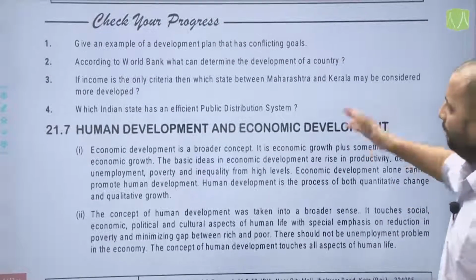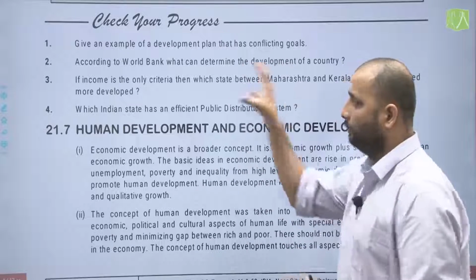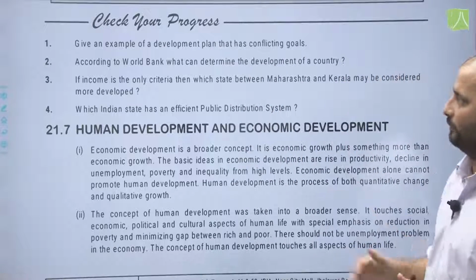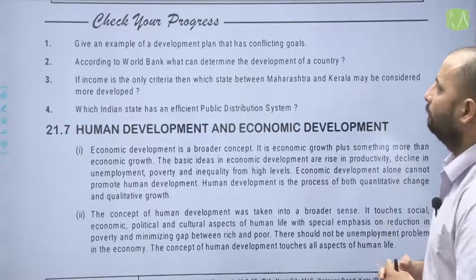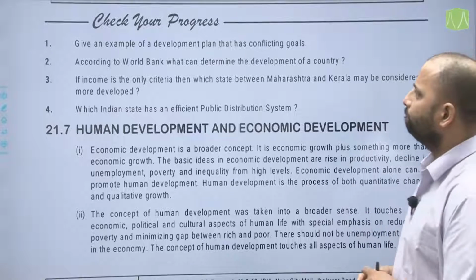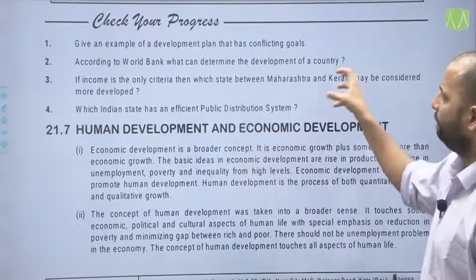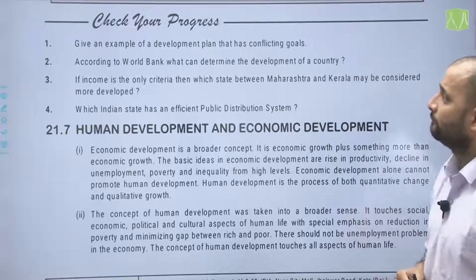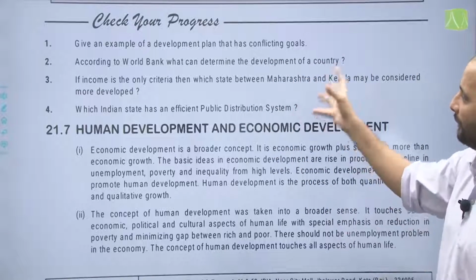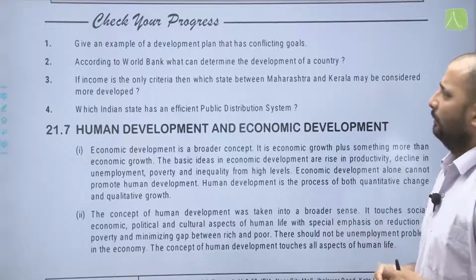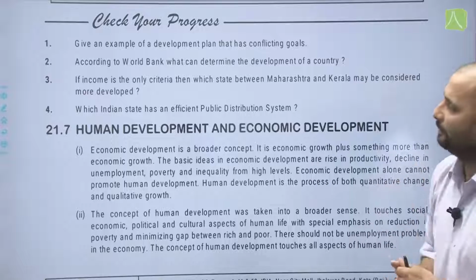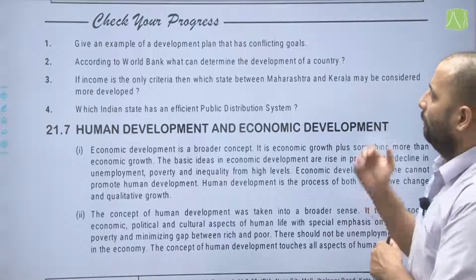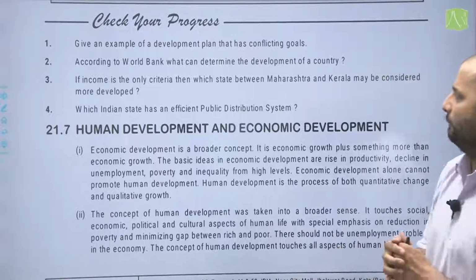Now, while doing this, you can also check your progress and attempt these questions and answers at home, so that you know till where you have learned your concept. Give an example of a development plan that has conflicting goals. According to the World Bank, what can determine the development of a country? If income is the only criterion, then which state between Maharashtra and Kerala may be considered more developed? Which Indian state has an efficient public distribution system?